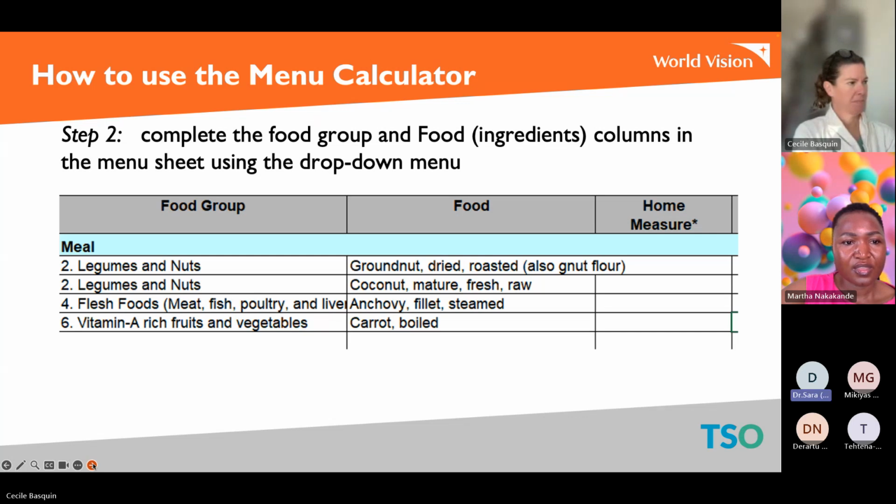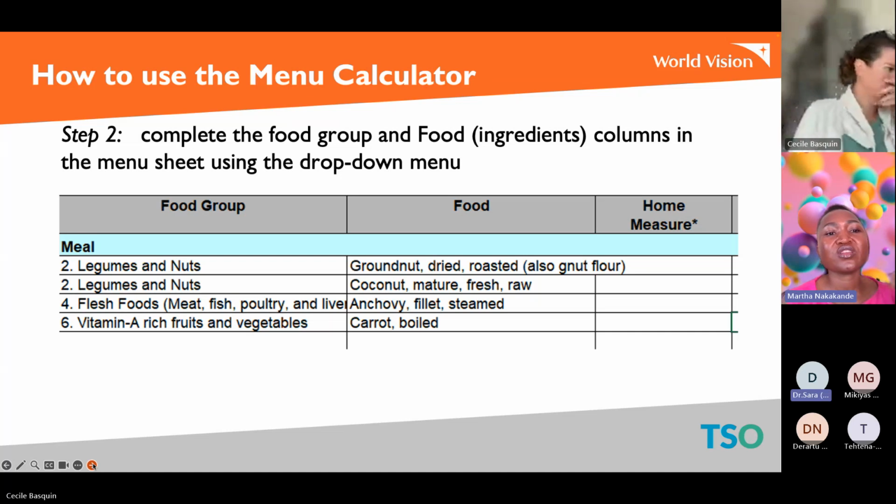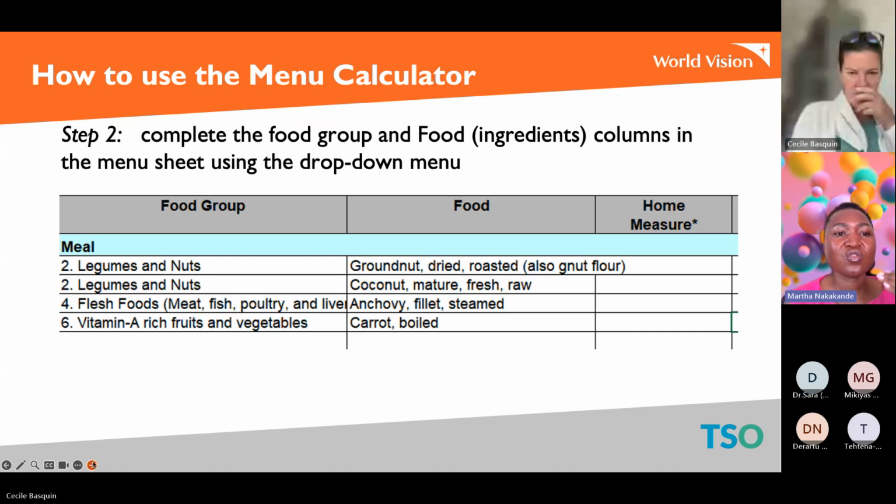On the meal column, you go to the food group column, you click on the drop down button, and it's going to show you the different groups. So maize would be considered as part of grains, right? Yes. So you'd click grains. And then B is food.